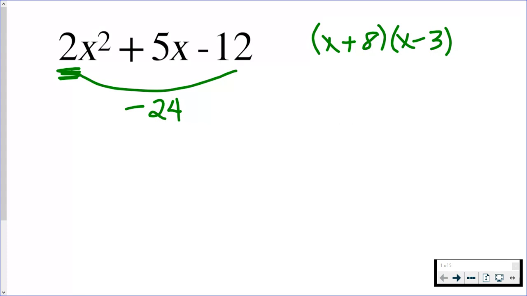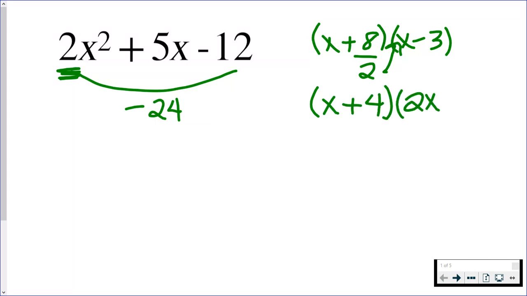It does. It goes into 8. So what I'm going to do is divide it out of the 8. And by dividing it out of the 8, I'm going to place it in front of the other x in that other factor. Eight divided by 2 is 4, and the 2 moved into the other parentheses, and just like that, I am done. You can always check your work by FOILing back out and seeing if you get back to the original trinomial.